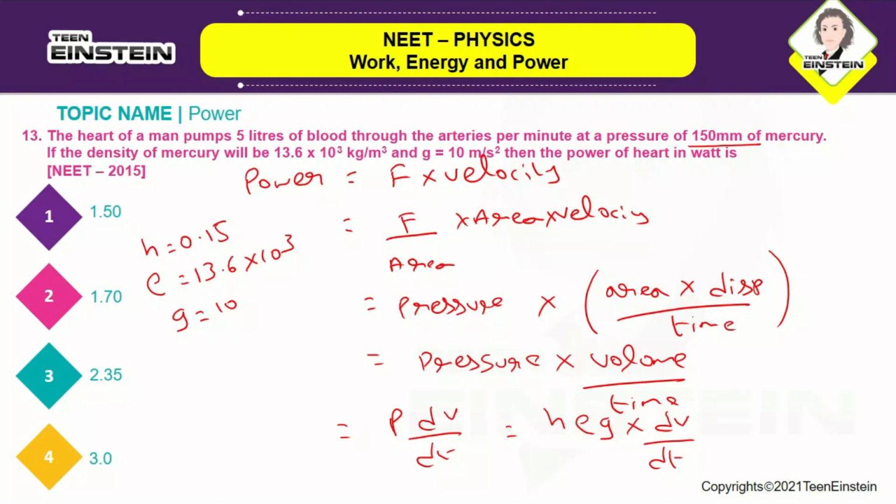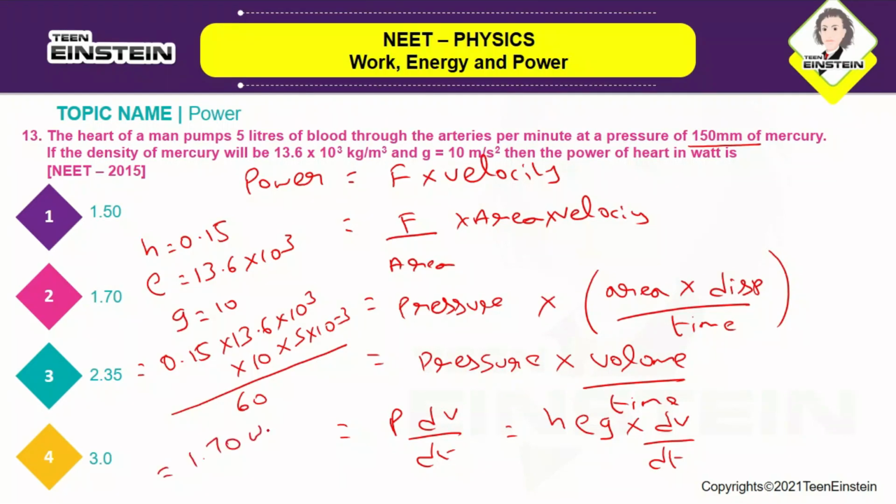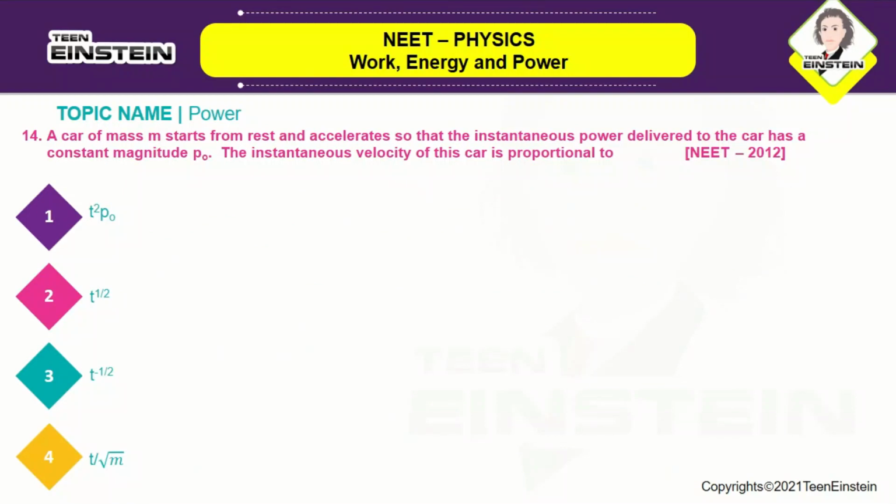okay, because the time is per minute. They have told that it pumps 5 liters of blood through the arteries. So dV by dt will become 5 divided by 60. Okay, so you're going to substitute it here. So this will become 0.15 into 13.6 into 10 power 3 into 10 into 5 into 10 power minus 3 divided by 60. So if you solve this, you will be getting the value 1.70 watt. Okay, so the power of the heart is 1.70 watt. So the correct answer is option number 2. Okay, so let us move on to the next question.